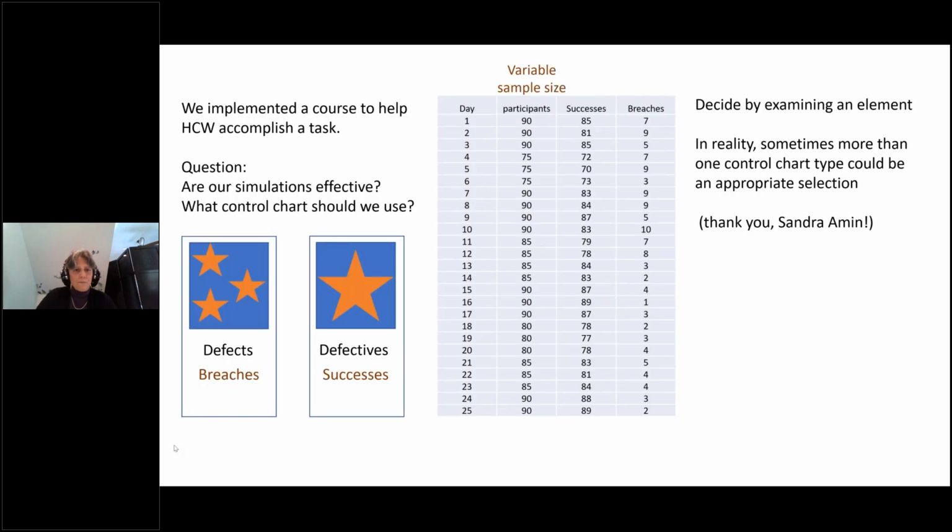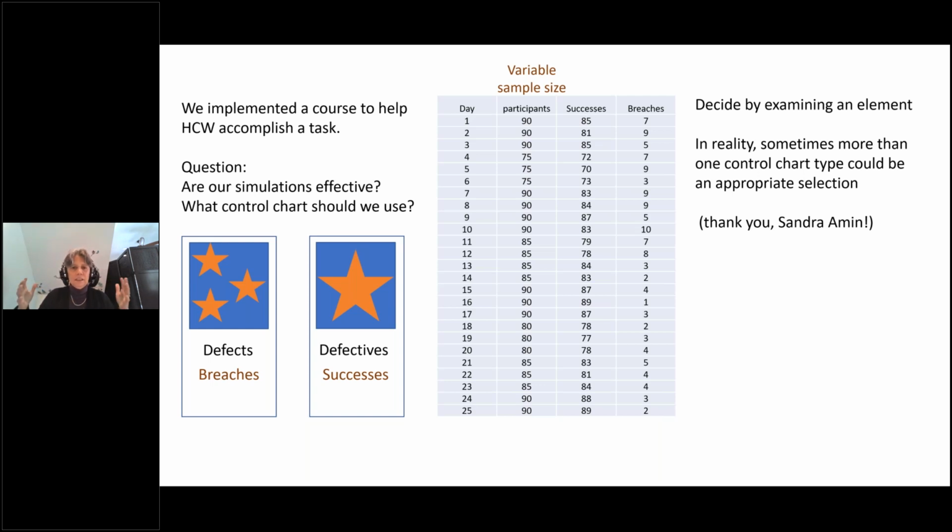So here's an example that I made up. In this case, we have participants. Our timeline is day 1, 2, 3, 4, 5, and every day we have a certain number of participants. It varies though, so our sample size varies. We have 90 participants some days, 75 other days. We can look at their successes.